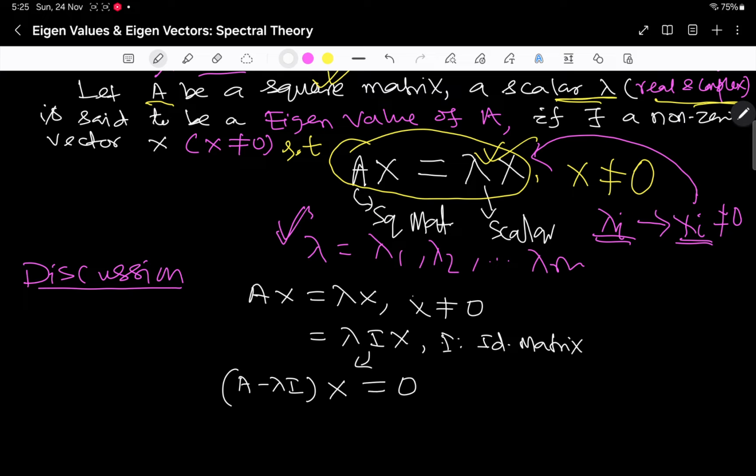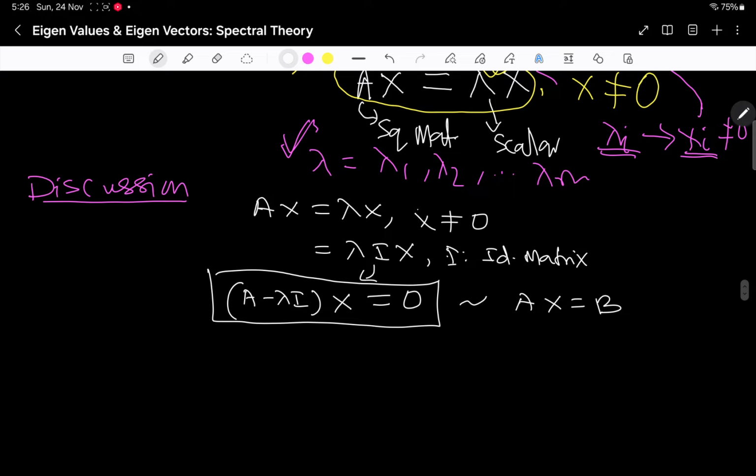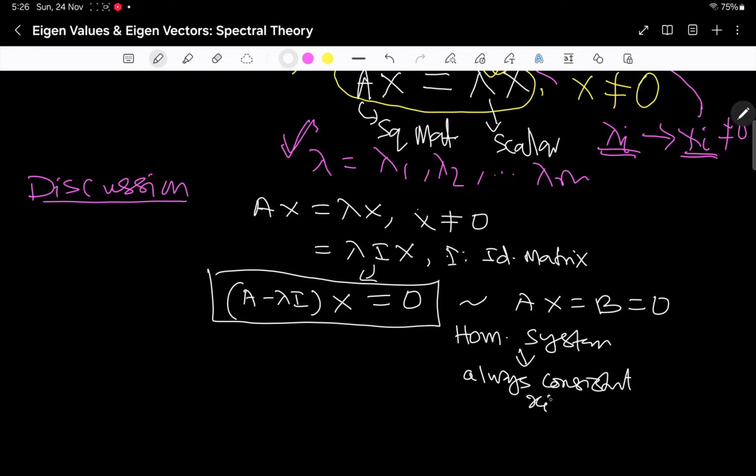Is it not a system of linear equations? Is it not of the form Ax = B? So now this is a system of linear equations, and it is a homogeneous system, where B is 0 here. And you know, the homogeneous system is always consistent, because xi equal to 0 for all i is at least one trivial solution.